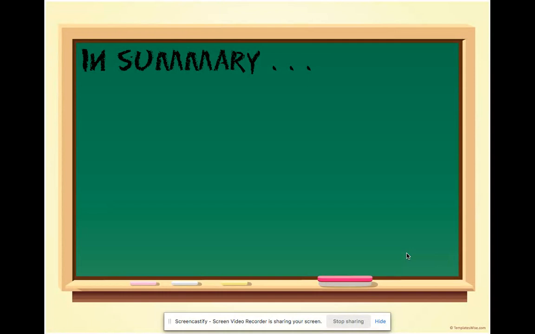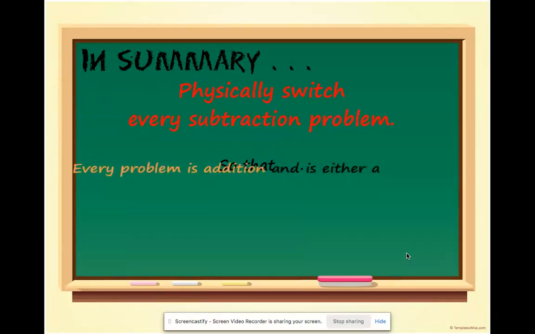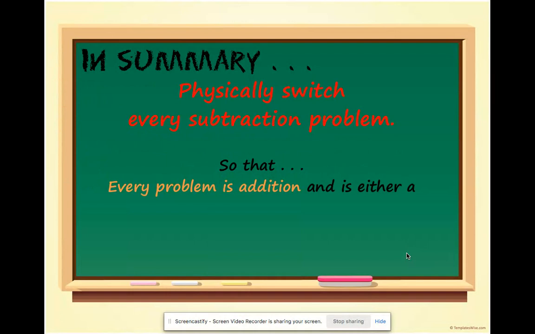So, in summary, when you are doing subtraction, you must physically switch every single problem, okay? And when you get the worksheet in a little bit, every subtraction problem is going to change into a what problem? An adding problem. And the phrase is, instead of subtracting, you add the opposite. So that every problem is an addition problem.